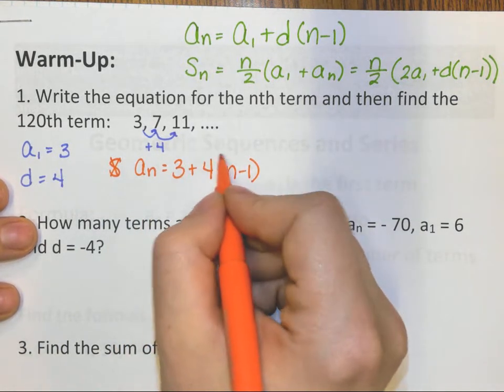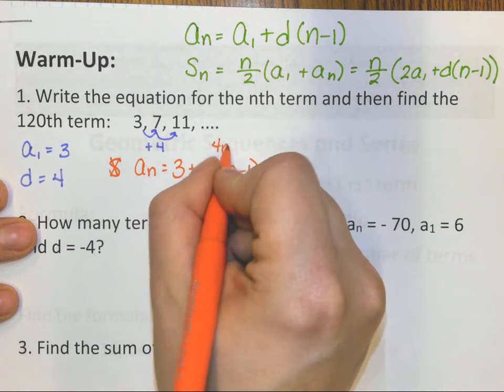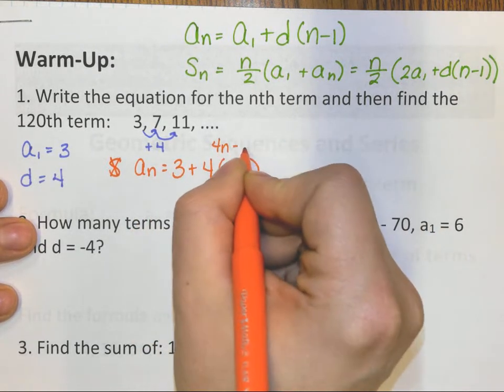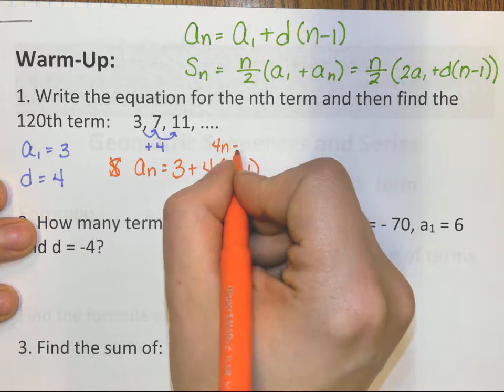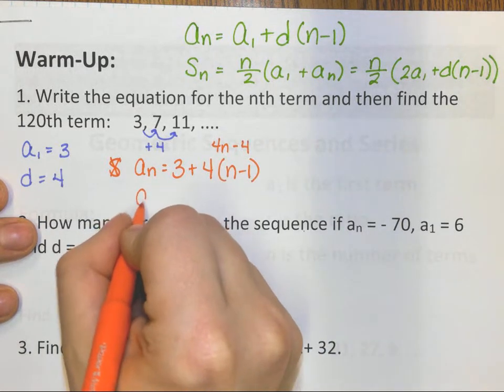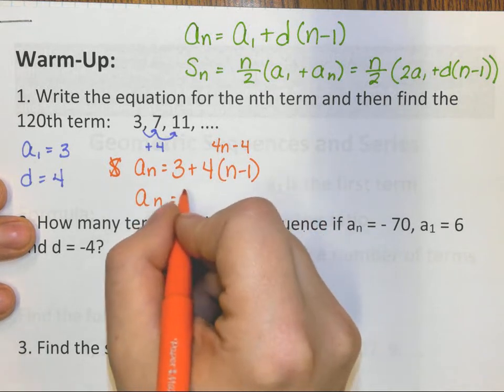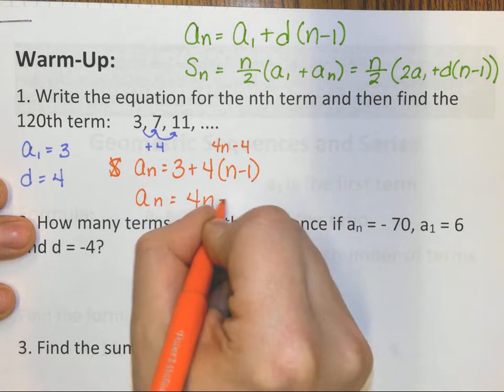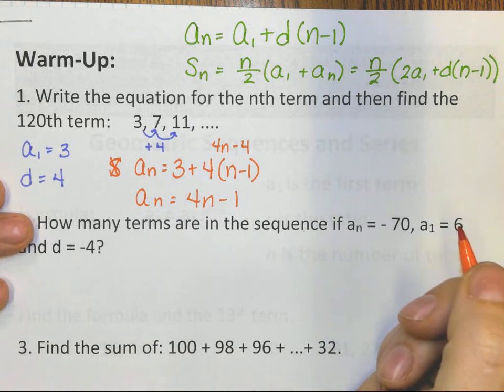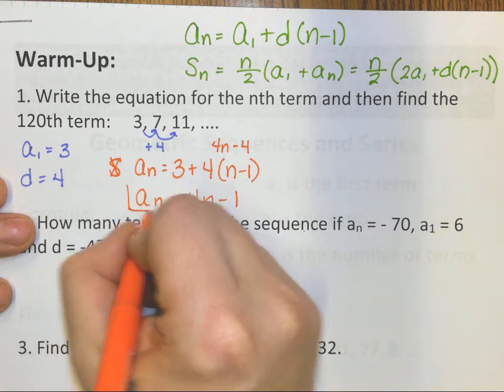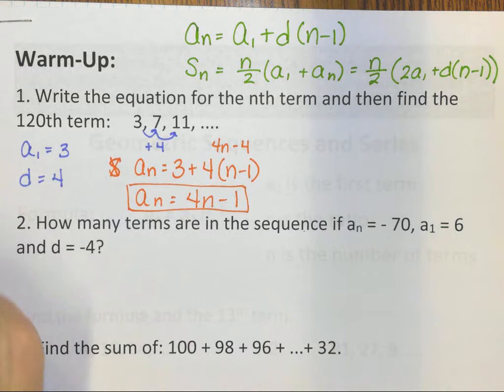And when we work this out, 4 times n is 4n, and it will be minus 4. And combining like terms, we'll say the nth term is going to be 4n minus 1. I don't care if you put negative 1 plus 4n, it's the same thing. So that is your first part of this, writing the equation.